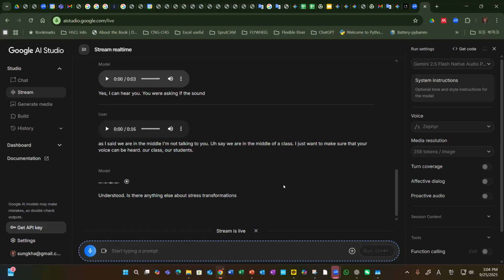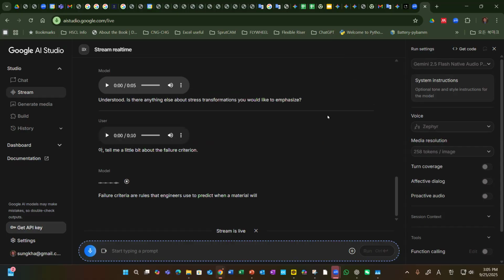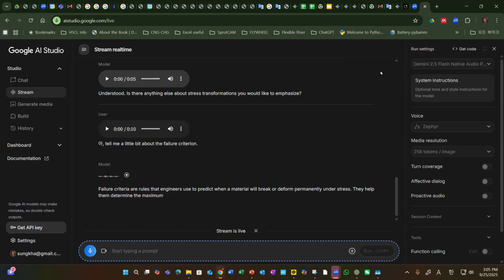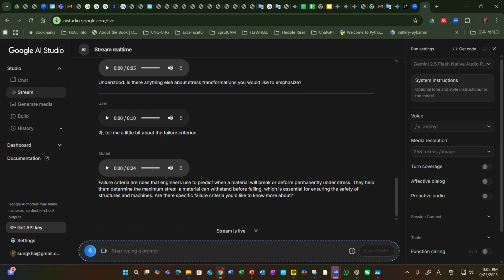Understood. Is there anything else about stress transformations you would like to Tell me a little bit about the failure criterion. Failure criteria are rules that engineers use to predict when a material would break or deform permanently under stress. They help them determine the maximum stress a material can withstand before failing, which is essential for ensuring the safety of structures and machines. Are there specific failure criteria you'd like to know more about? Okay, well, thank you. Bye.